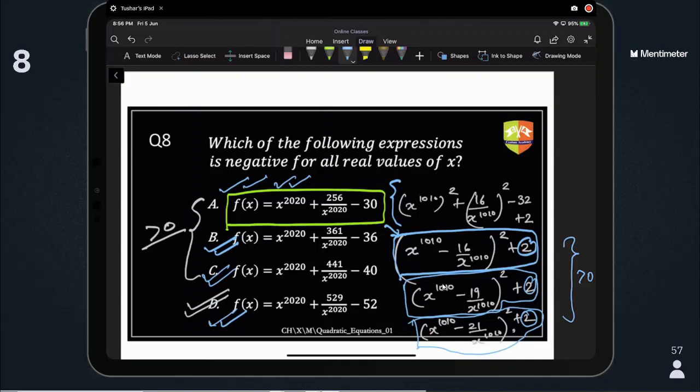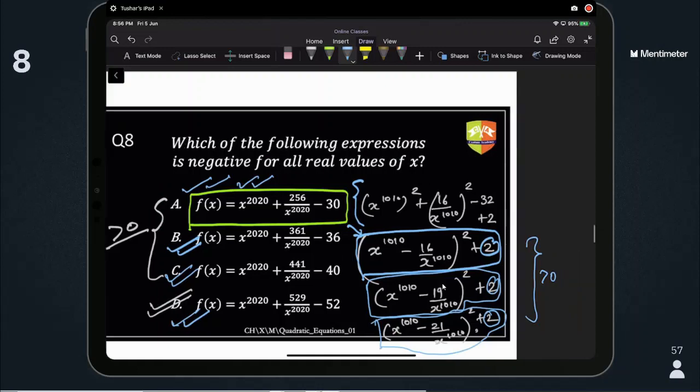So the same question could have been asked: how do you get the minimum value? What is the minimum value of any square? 0. Right? So if something is something square plus 2, what is the minimum value of something square plus 2? It is 2, when something is 0. Correct? So that's how you have to find out minimum and maximum values.